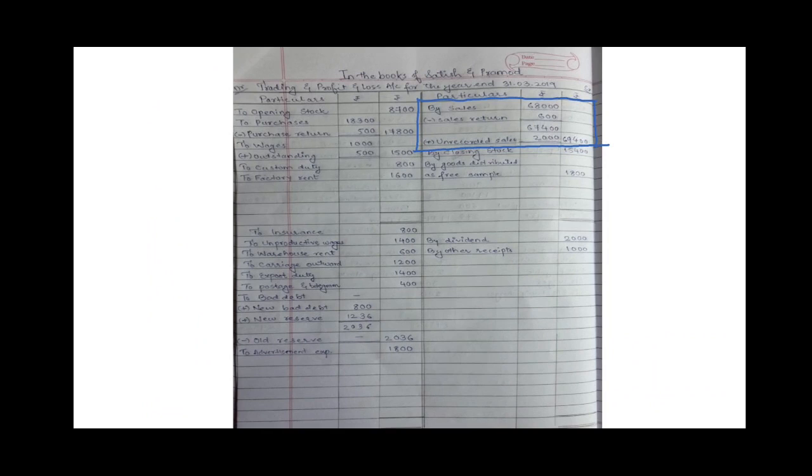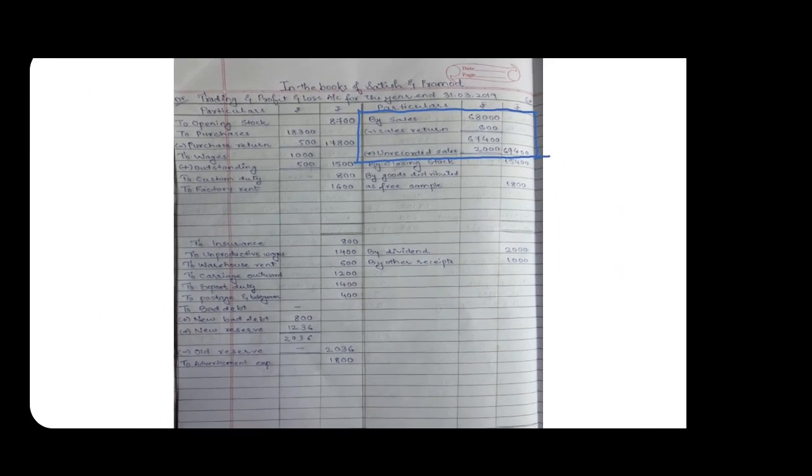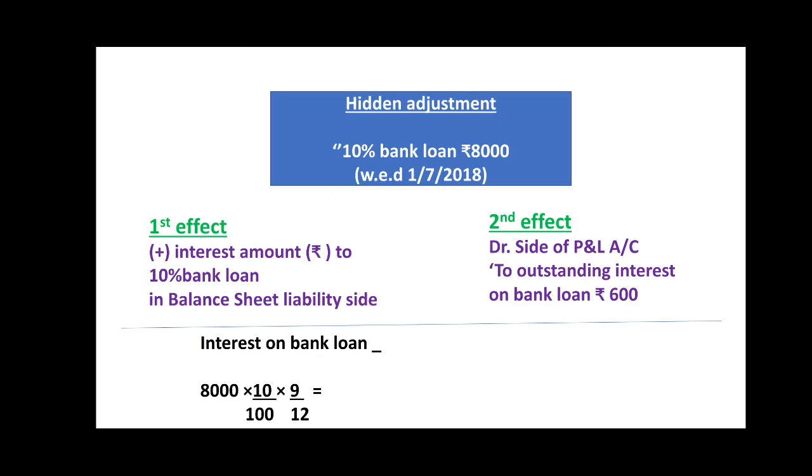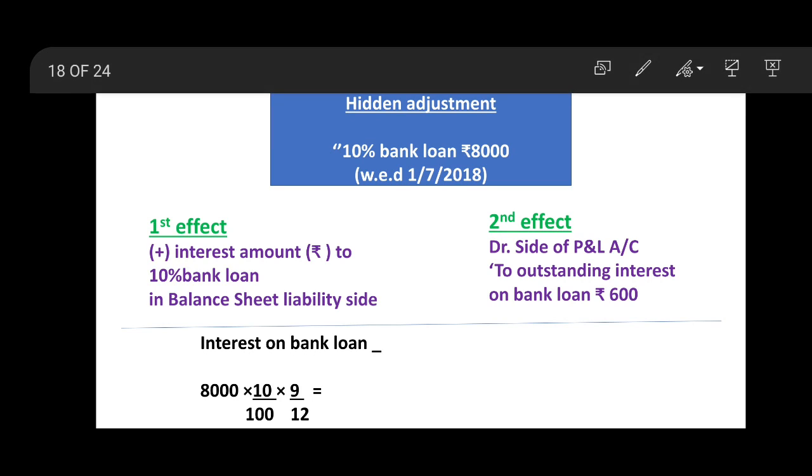So what have we done with this unrecorded sale? We had added unrecorded sales to the sundry debtors, and it is also added to the sales balance. Now the hidden adjustment which was given in the question about bank loan, 10% bank loan with effect from 1/7/2018. What do we do with this bank loan hidden adjustment? It is nothing but interest.